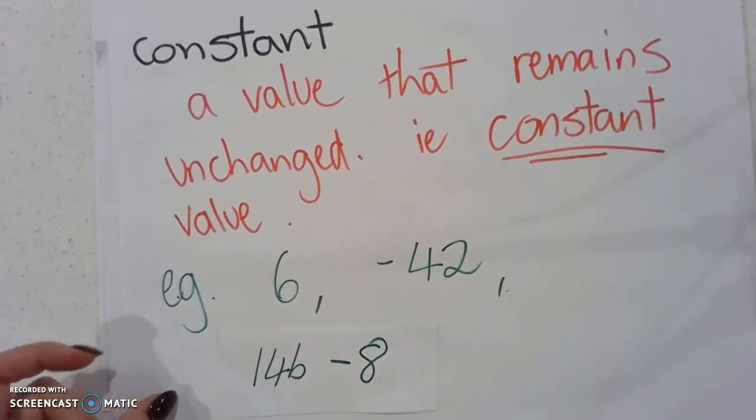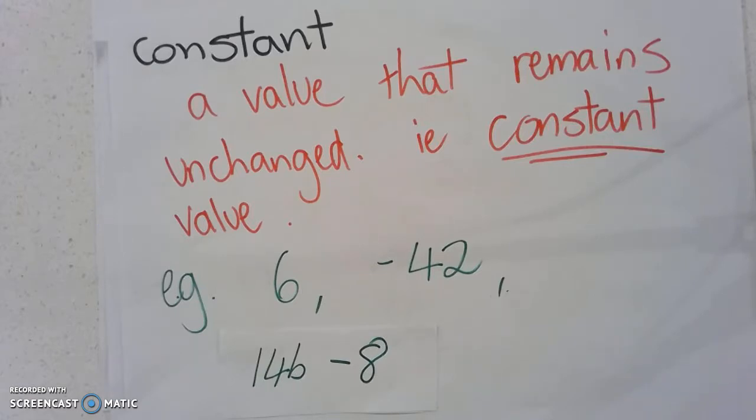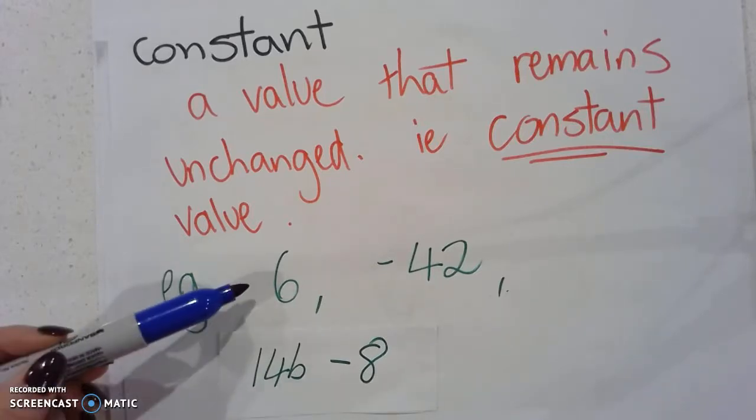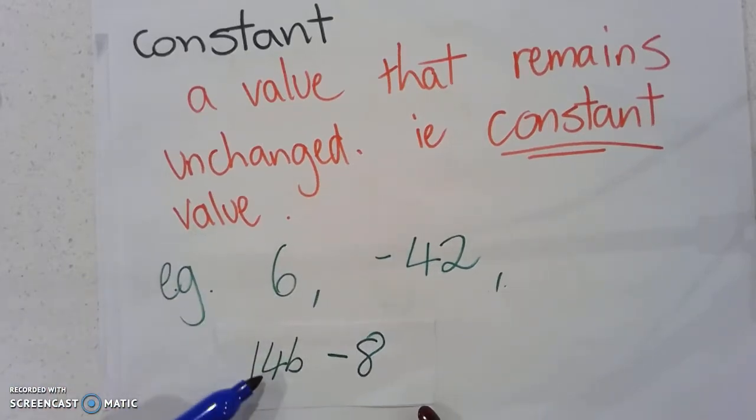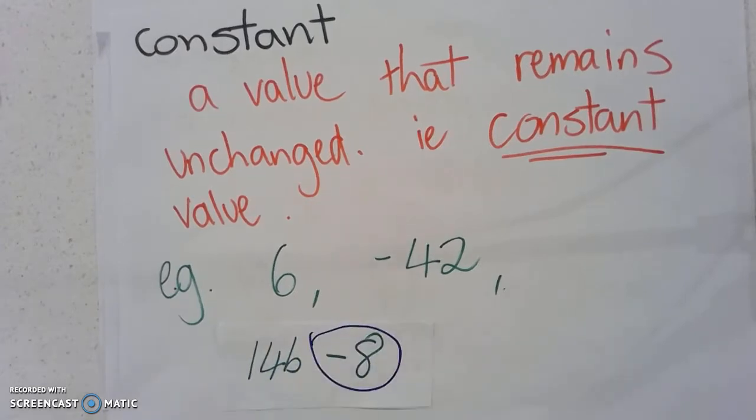Reason for that also is because it will end up looking like a constant, a value that remains unchanged, so a constant value. So here are some examples. You've got 6, you've got negative 42. In this example, you do have a coefficient, a variable, and the negative 8 would actually be your constant.